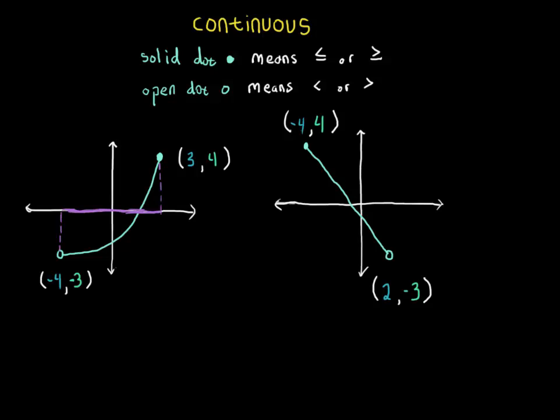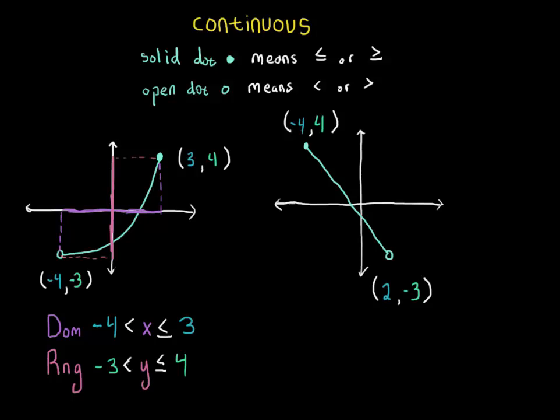The domain for the example on the left stretches from -4 to +3, but does not include -4. So when we write the inequality, we use a strictly less than sign for the point on the left, but the less than or equal to for the point on the right. We'll do the same thing for the range. Since the range stretches from -3 to +4, but does not include the point -3, we write -3 is strictly less than y, which is less than or equal to +4.